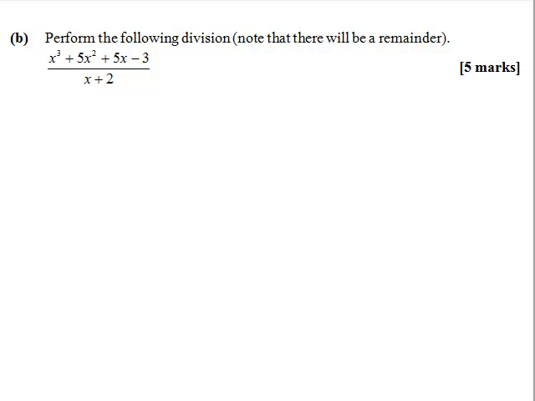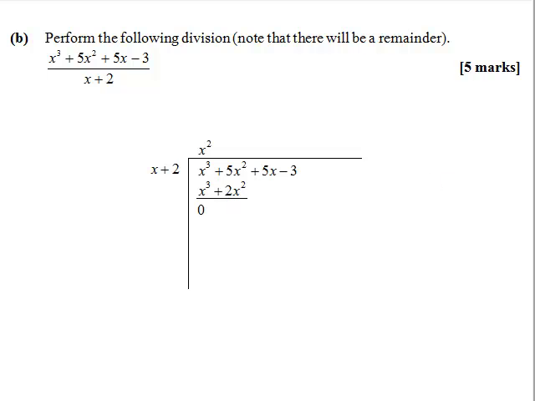Part B, perform the following division. So as before we set out the division like this. What do we have to do to x to make it x cubed? Well, we multiply it by x squared. So x times x squared gives us x cubed, and 2 times x squared gives us 2x squared. Subtract x cubed plus 2x squared from x cubed plus 5x squared gives us 0 plus 3x squared.